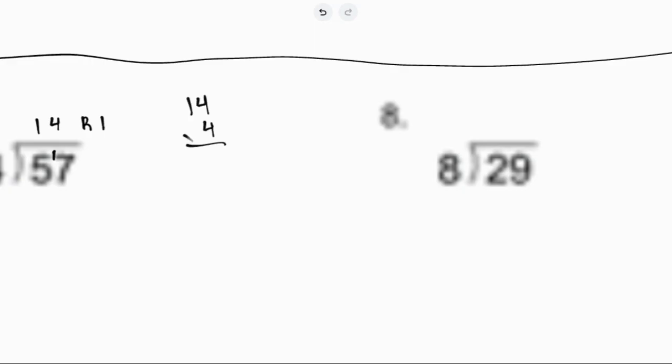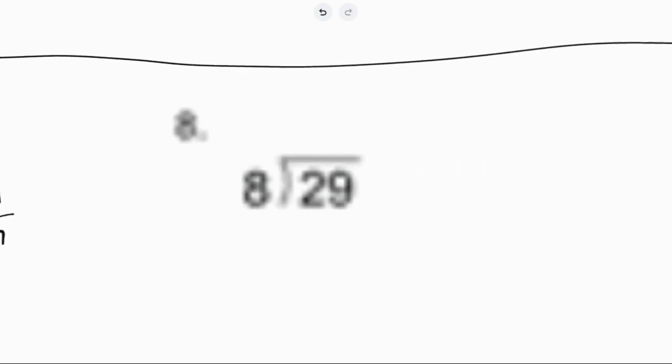We're going to check on the side, 14 times 4. See if you can solve this on your own. This is 56, because 4 times 1 is 4, 4 plus 1 is... Now you have a remainder. 56 plus 1 is 57, and that's the answer we got.